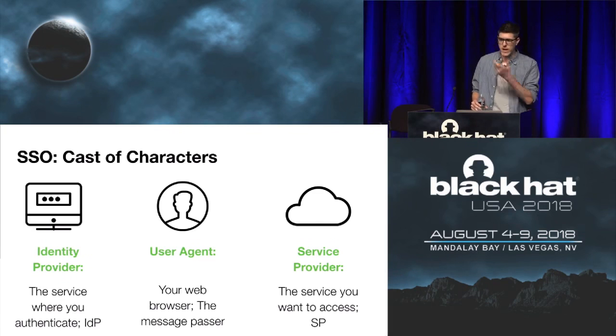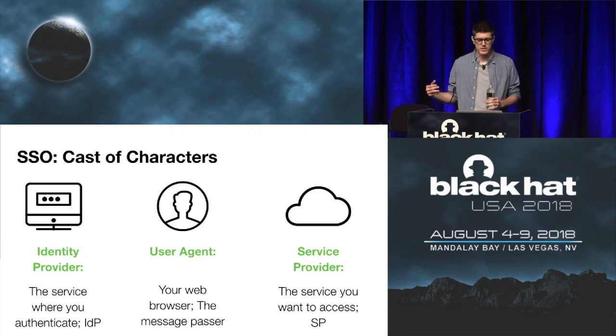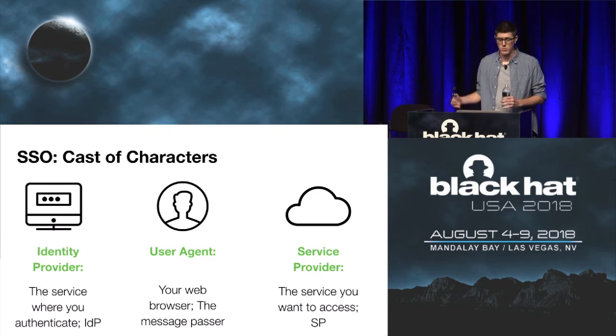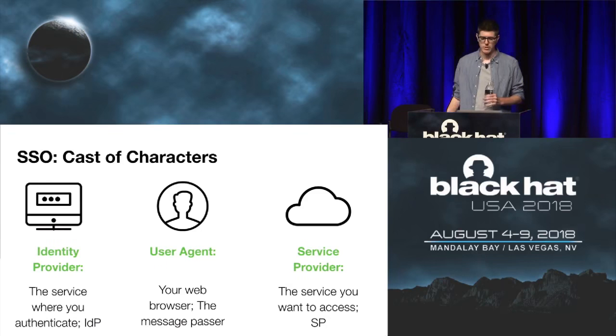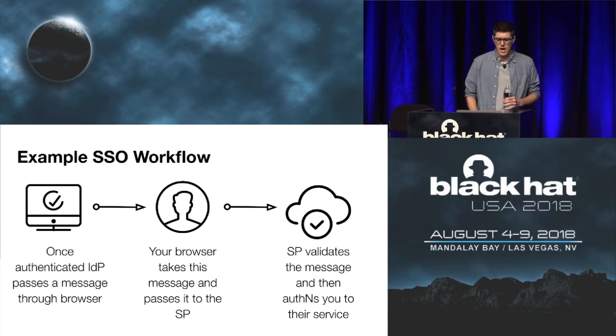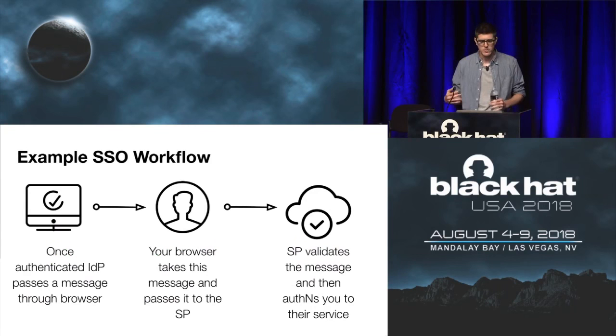And then finally, we have a service provider, which is often abbreviated SP. And the SP is the service the user wants to access. So this could be a payroll web application or some sort of chat application. So one fairly common SSO flow starts with authentication to the IDP.